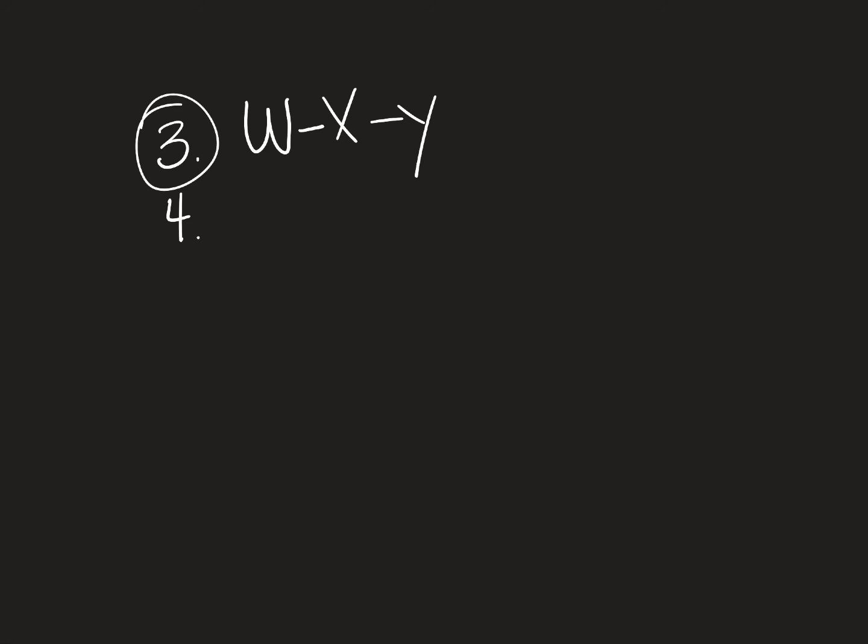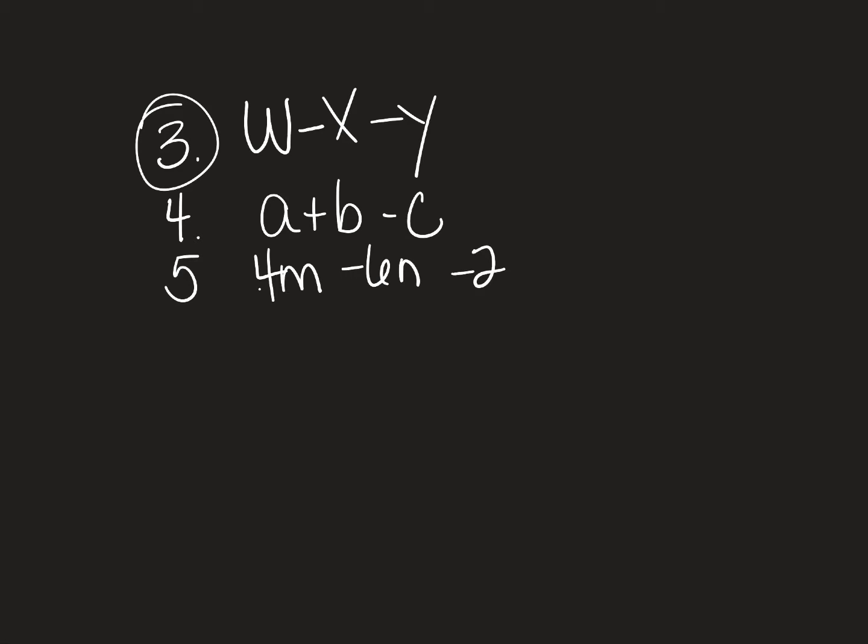Okay? Oh, that's not number 2. That's not number 4, I'm sorry. My bad. I went down instead of across. All right, it's A plus B minus C. Number 5 is 4M minus 6N minus 21.